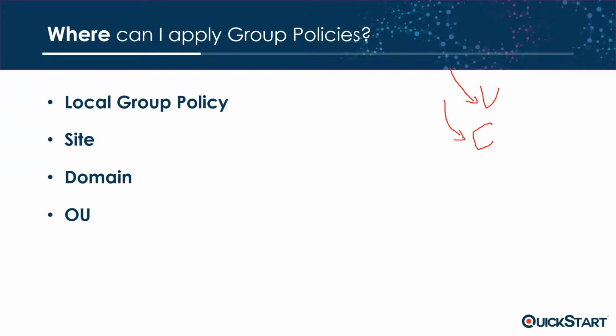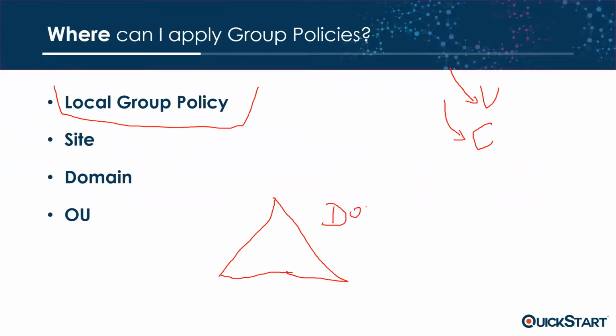Now, in the Active Directory group policy world, there are 4 places where you would apply policies. One being local group policy. Now, what is local group policy? Which you apply on the computer itself. Now, if you are working in a domain environment, guys, remember, if you're looking at some documentation and you see a triangle, that mainly represents a domain. And in the real world, nobody works on a workgroup.